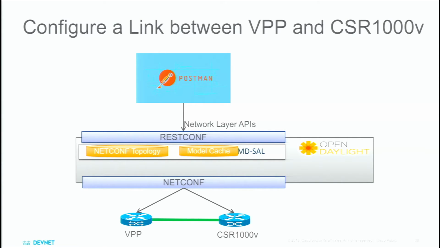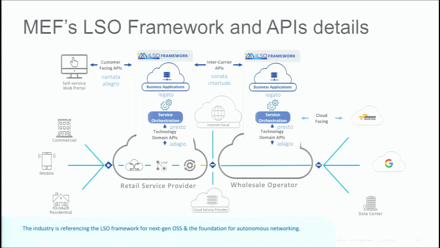Now you may say, okay, that's still not really a network level API, even though I'm creating a network by connecting two things together, because I'm still working with the individual devices. So the next thing, for those of you who were here for the previous session, would be to look at something like MEF's LSO overall architecture and all the APIs behind it. Now you can imagine I can use those same APIs to interact with my network elements and configure not just a link between two routers or two switches, but actually create a link across multiple service providers, and do that all dynamically.